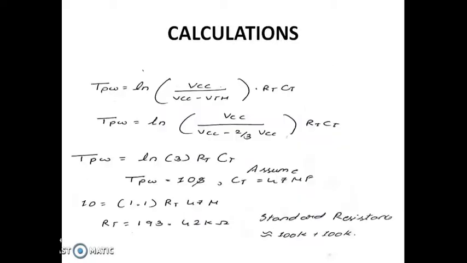Coming to the calculation part, we know that the pulse width is equal to ln(VCC/(VCC minus VTH)) into RT into CT. We know that VCC/(VCC minus VTH) is equal to 3 and we need a pulse width of 10 seconds. Assuming CT is equal to 47 microfarad and substituting in the above equation, we get the resistance value as 193.42 kilo ohms. Since we don't have that type of resistance value, we'll go to the approximate standard value 200k, that is 100k in series with 100k.